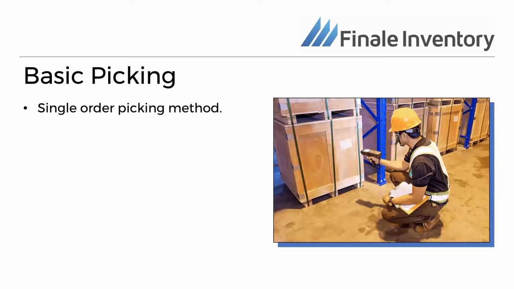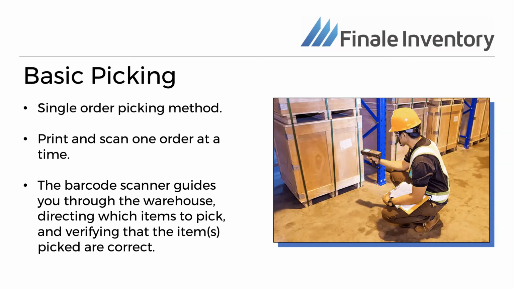So let's talk about basic picking. Basic picking is when you're doing one order at a time. So you're going to print and scan that order from ShipStation, and then you're going to scan that order into the barcode scanner. The scanner then guides you through the warehouse, telling you where to go for the items, confirming that you're scanning the right products. And once you finish that order, you load up the next order and you can begin picking that order.